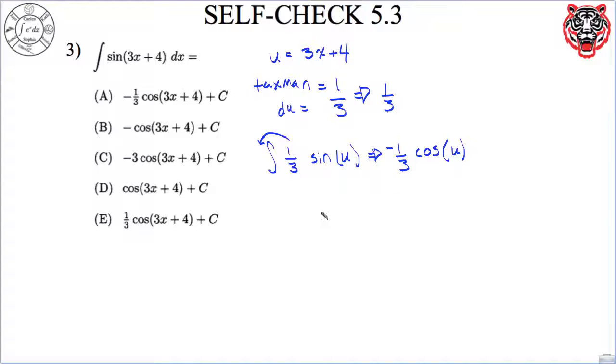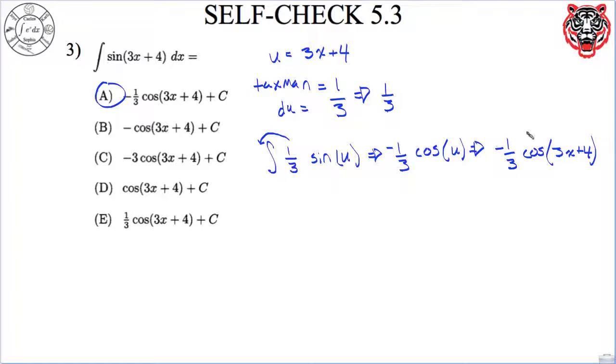All right, and we're almost there. We just need to plug in our u. So plugging in our u gives us negative 1/3 cosine of, and our u was 3x plus 4. That's our final answer. So where's our negative 1/3? There it is. The correct answer is A.